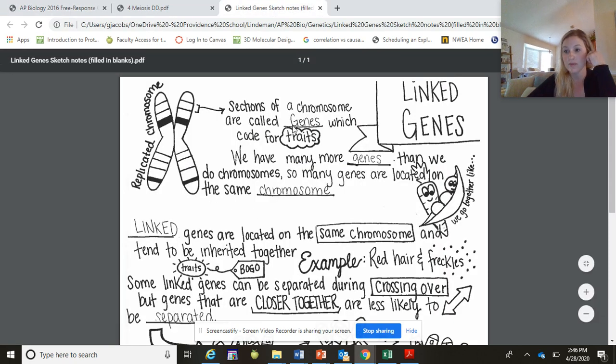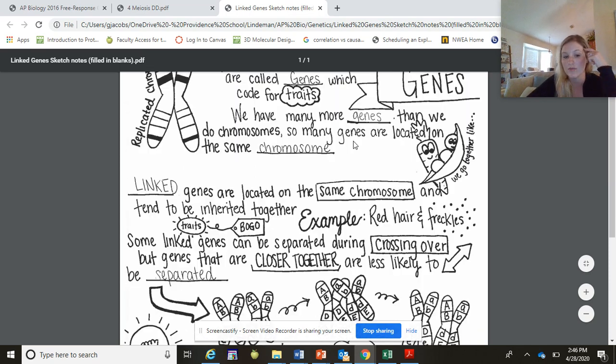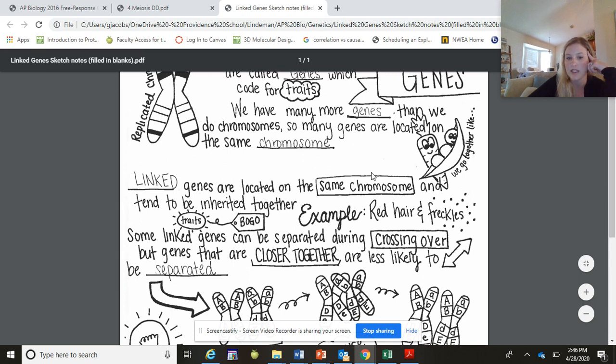So I'm going to pull up these sketch notes. Linked genes mean that these are genes that are very close to each other on a chromosome, and so they're likely to travel together. And so we have many more genes than we do chromosomes, so many genes are located on the same chromosome. And when you're located on the same chromosome, if you inherit that chromosome from your parent, and those two genes are on the same one, then they're probably going to show up together. So because they're located on the same chromosome, they tend to be inherited together. So I think of this as like buy one, get one. Like if you have red hair, then you get freckles because they kind of travel in pairs.